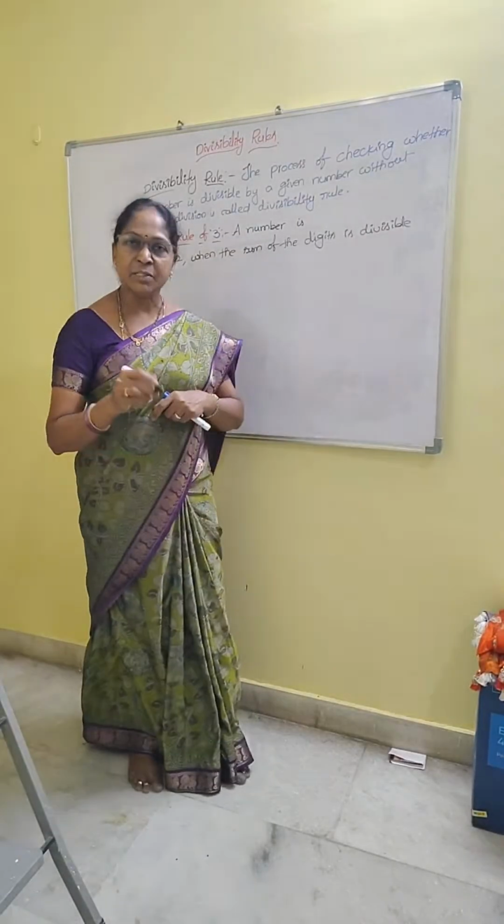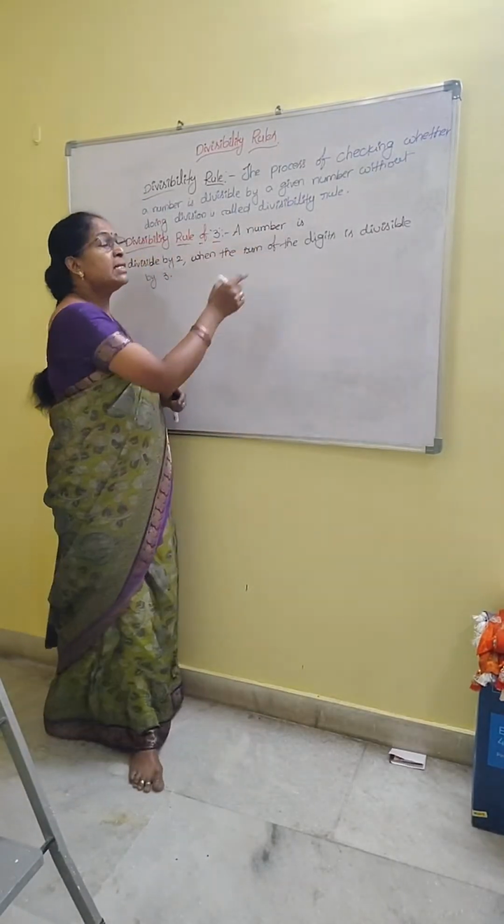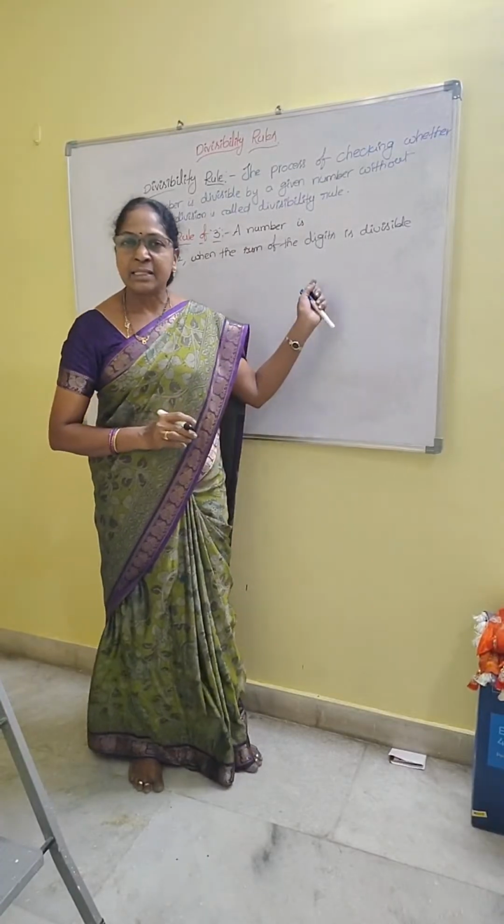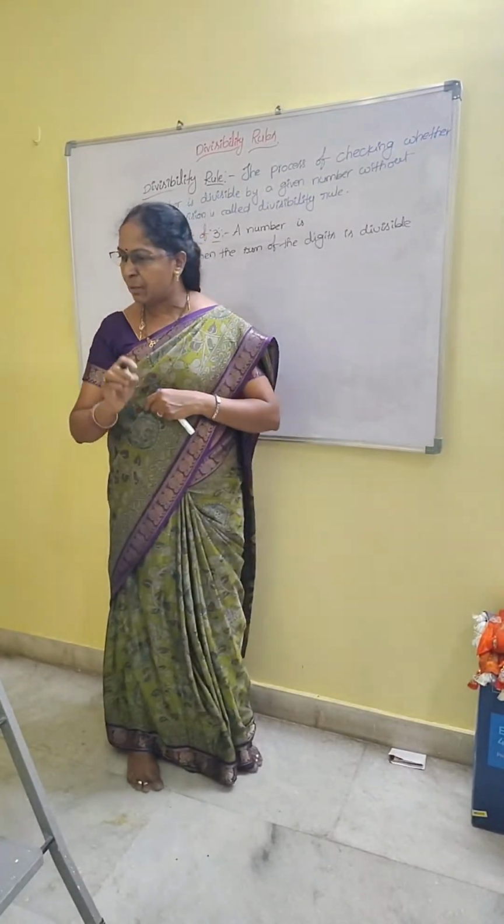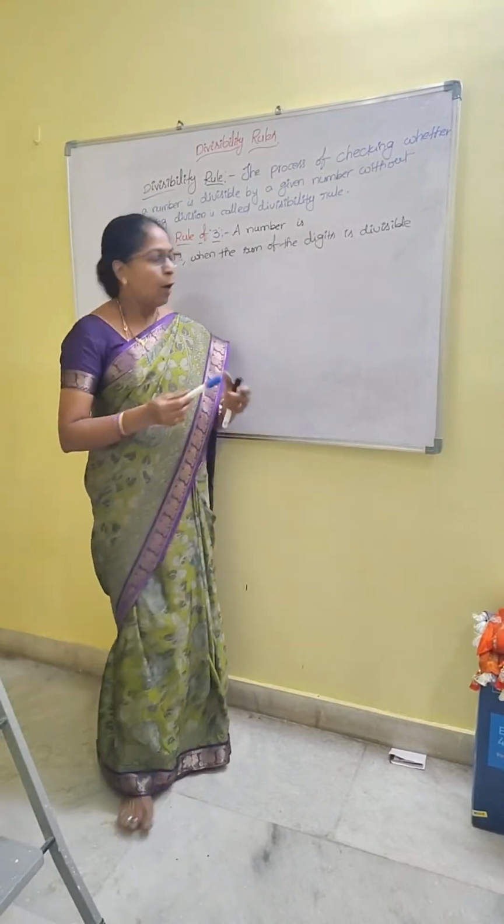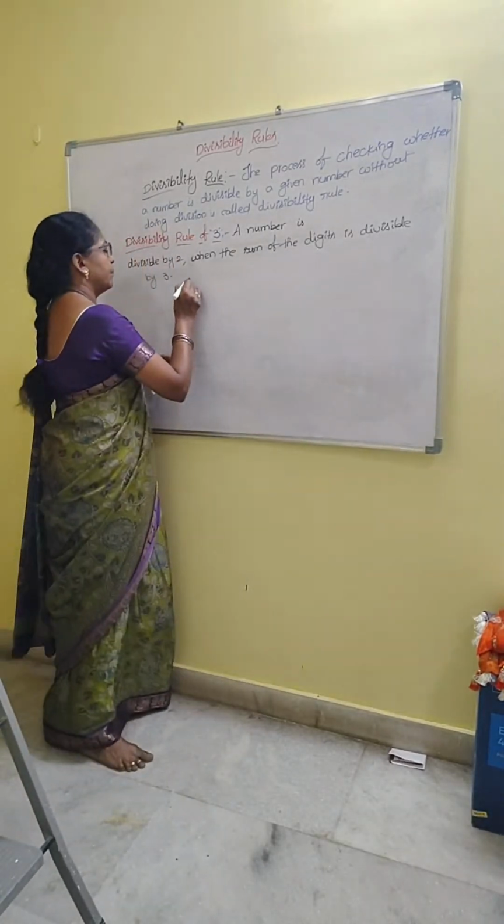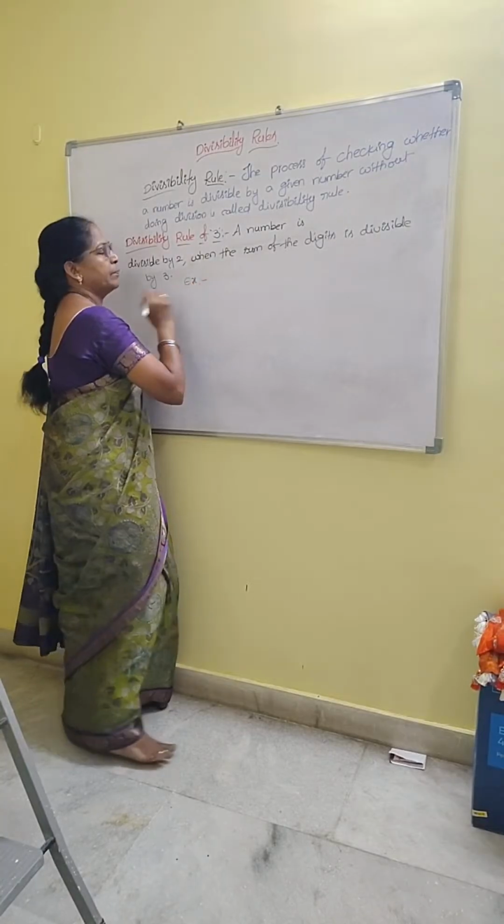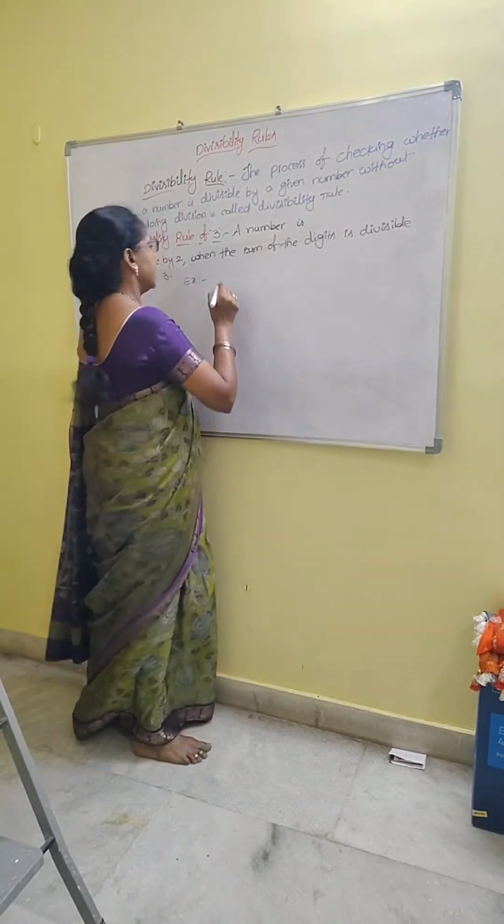Now here, the divisibility rule of 3: a number is divisible by 3 when the sum of the digits is divisible by 3. Just check out one example here. What are the examples here? See now.